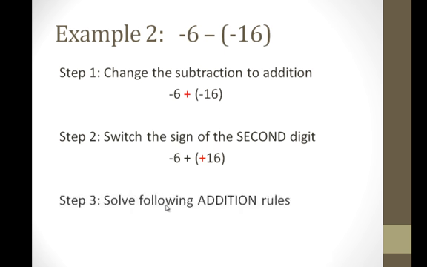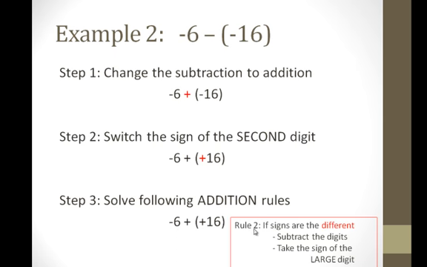Then I'm going to solve following the addition rule. So I have now -6 add by +16. The signs are different. I have a negative and a positive, so I'm going to use rule 2. I'm going to subtract the digits, 16 and 6. When I subtract them, that gives me 10. Then take the sign of the larger digit. 16 is larger than 6. What is the sign of 16? It's positive. So my answer is going to be +10.